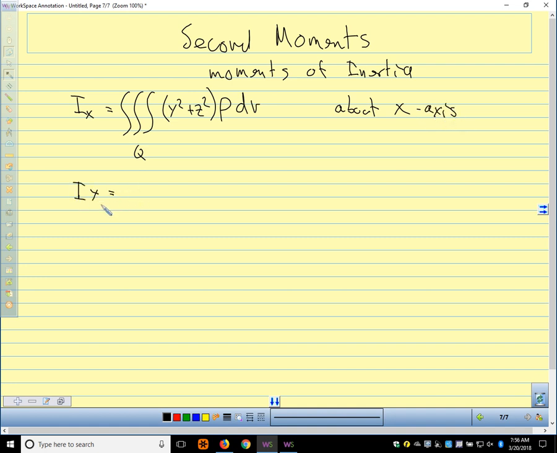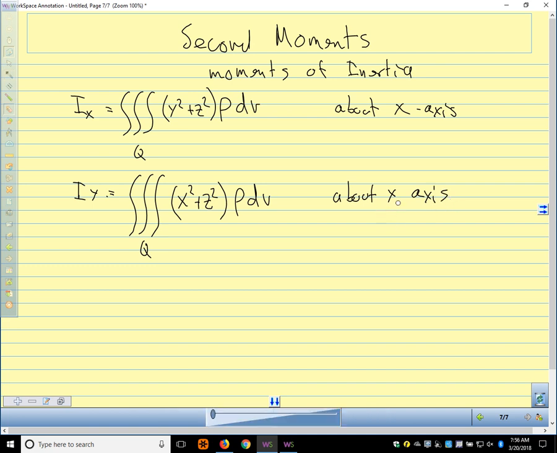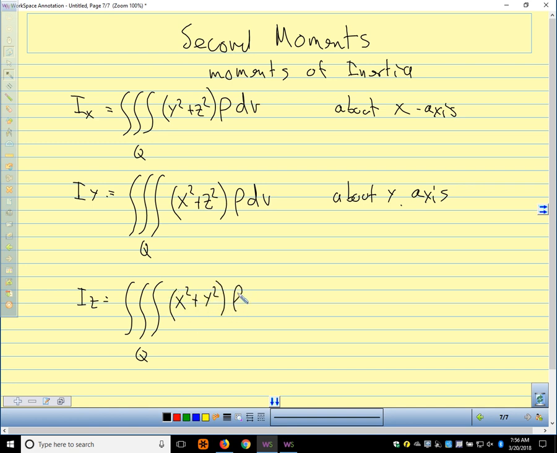I sub y, just our distance from the y-axis. Same triple integral. Distance from the y-axis is x squared plus z squared, rho dV. I sub z, about the z-axis, x squared plus y squared, rho dV.